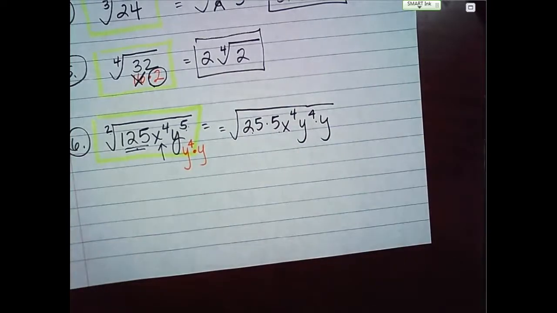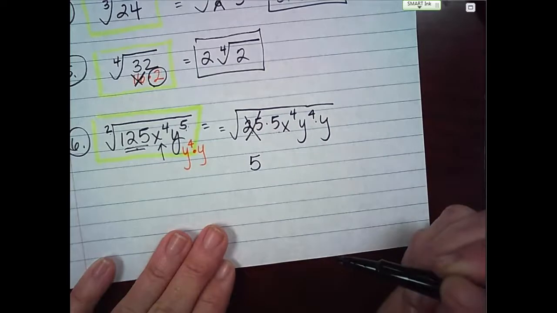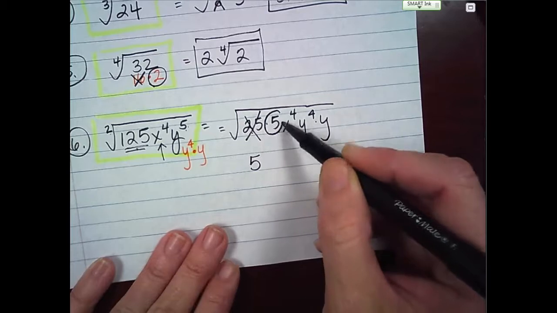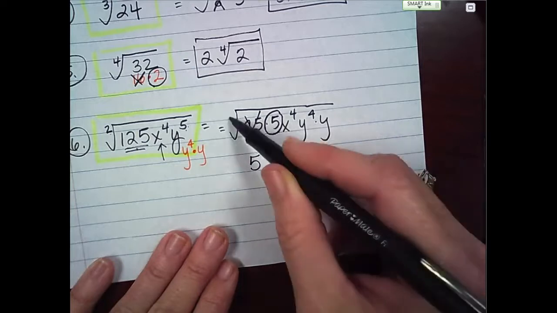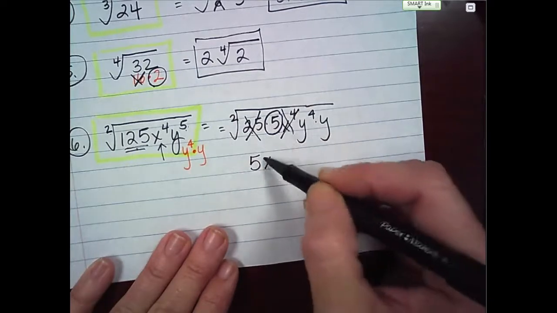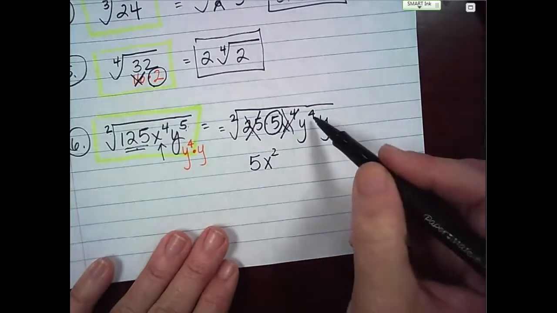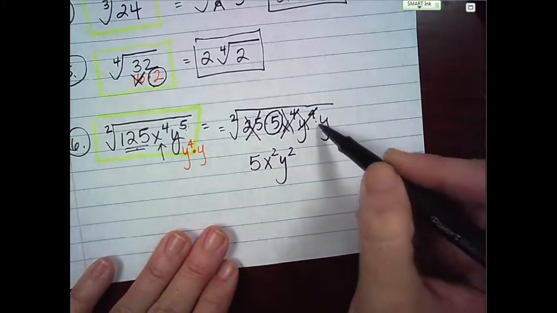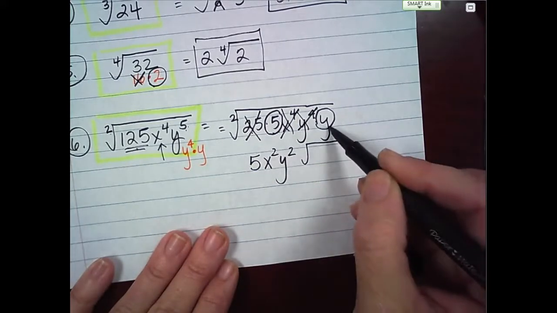And now I'm going to actually simplify each one. What's the square root of 25? 5, so kick out the 5. Can I do anything with the 5 that's left inside? No, I'm going to circle it because you'll forget it if you don't. The 5 stays inside. X to the 4th, 4 divided by the imaginary 2 there is 2, so that becomes x squared. Go to the y. 4 divided by 2 becomes y squared. And there's a y left over. So what's left inside? The 5 and the y.